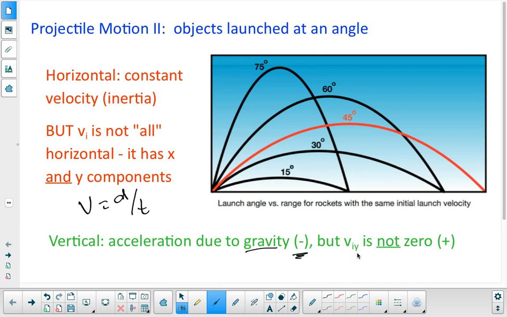And then the other big thing to keep in mind is that our VIY is no longer zero. We're not dropping it, we're launching it up into the air. So oftentimes in these, one of those components of that initial launch is going to be positive. Again, not just dropping it, now we're launching it upwards, so we have a positive VI and a negative acceleration.